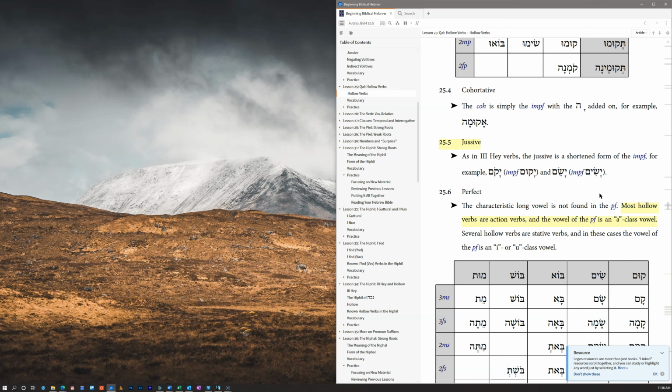And so sometimes we'll throw the fourth category of vav relative in there, but it's not actually a new category, because those words only look jussive as opposed to imperfect when they're third hey, Hiphil, or hollow. So that's how you would recognize one. You're often not going to be able to distinguish it from the imperfect, but if it's a third hey, you could. If it's a hollow, you could. Or if it's a Hiphil, you could distinguish it.